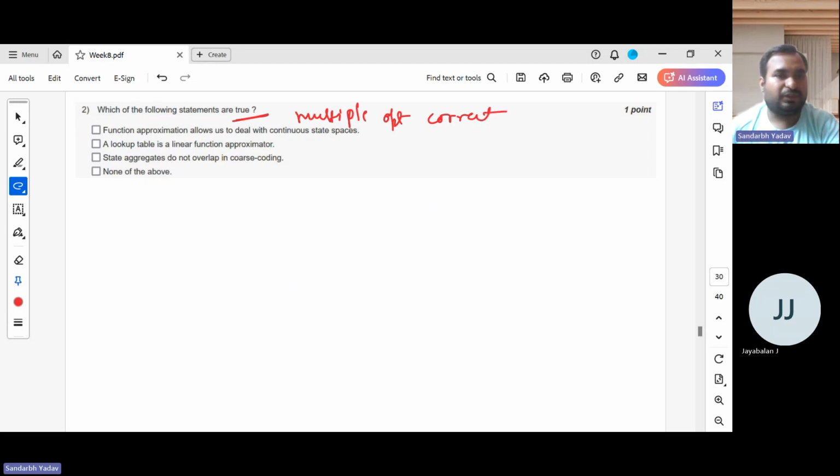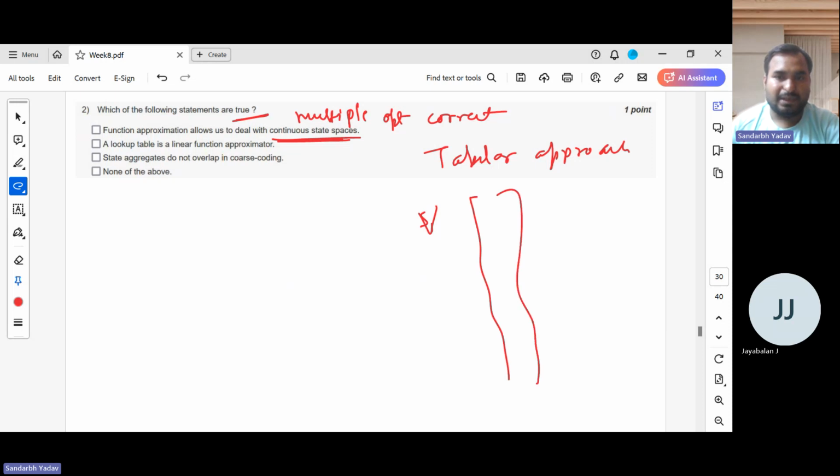Function approximation allows us to deal with continuous action spaces. Yeah, so basically the major issue with the tabular approach was this only. Suppose you are storing a value function, you cannot have a long table which will store an entry for each possible state. And this state can be continuous and infinite. You cannot have infinite memory. So that was the limitation of the tabular approaches. Then we moved to these function approximation approaches. So basically they allow us to deal with continuous action spaces.